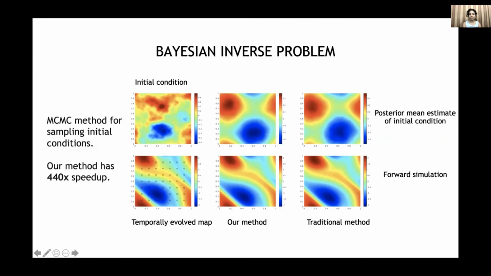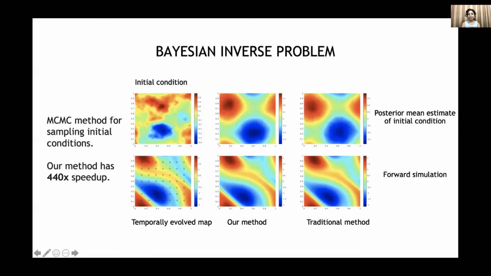Because this is ill-posed, you cannot exactly invert and get the initial condition. The best you can hope to do is capture the posterior distribution. And indeed, if you do the forward simulation from this initial condition, you can reconstruct the final solution that you've seen as accurately as the traditional method, but with a very big speed up. So that's the key here.